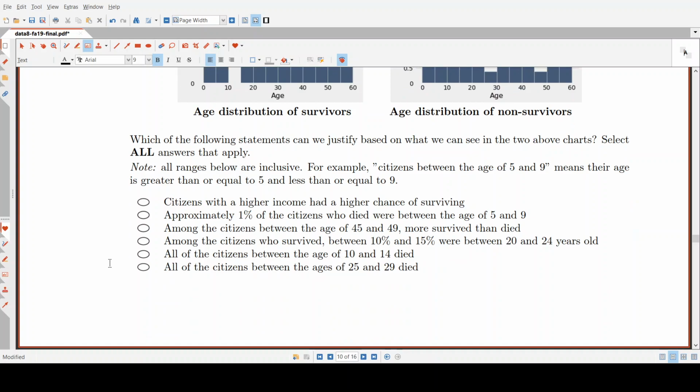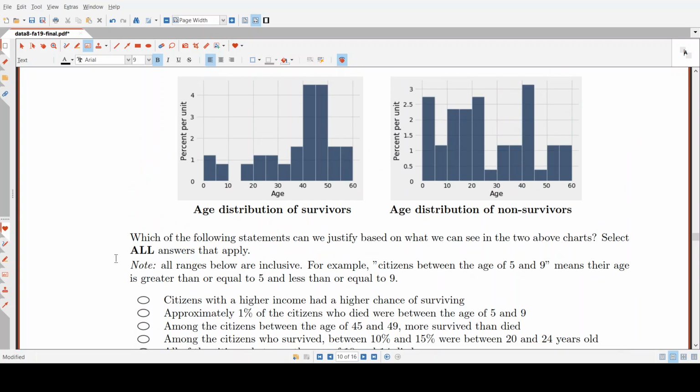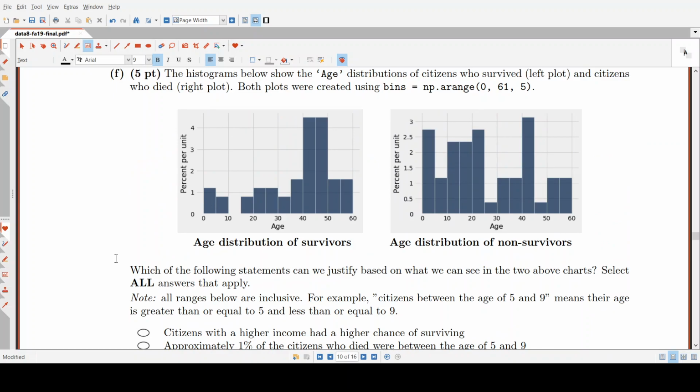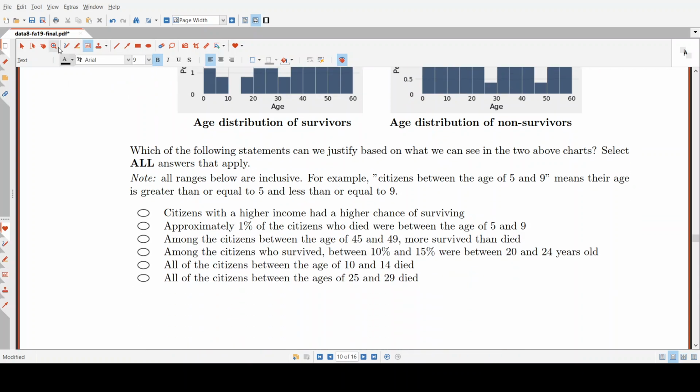So first, citizens with a higher income had a higher chance of surviving. So while this is probably true, that is not apparent from the plots. All we see is the ages, which has no correlation to income. So this is not true.